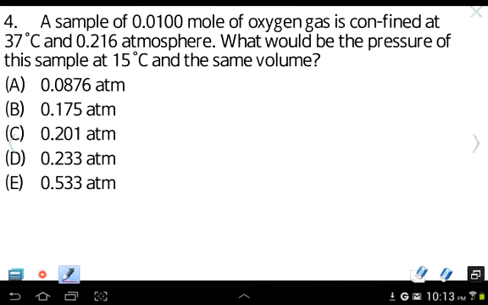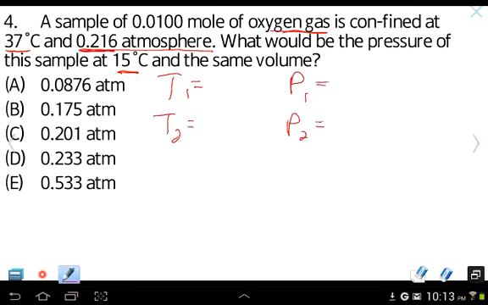Okay, why don't we do more of a quantitative style question. So here we have a sample of 0.01 mole of oxygen gas. It's confined at 37 degrees Celsius and 0.216 atmospheres. What would be the pressure of this sample at 15 degrees Celsius and the same volume? So now they're asking us to solve for the new pressure. So we can do this as T1, T2, P1, P2, as we've done in the notes.